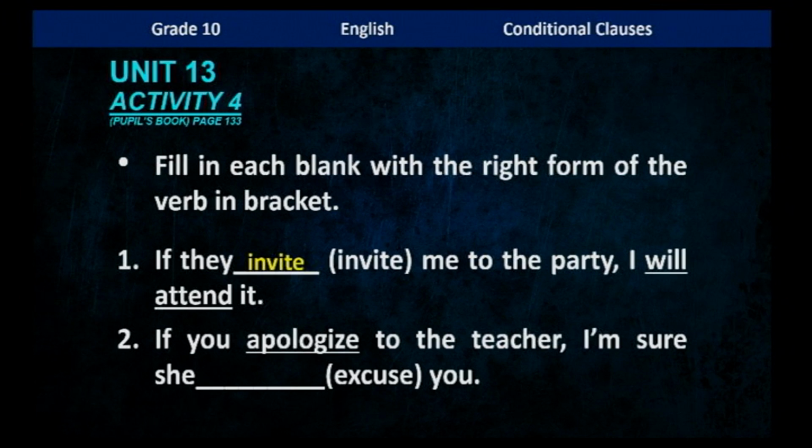Simple as that. Second one, this time you are given the if clause. If you apologize to the teacher, I'm sure she, the word is excuse you. What is the word?